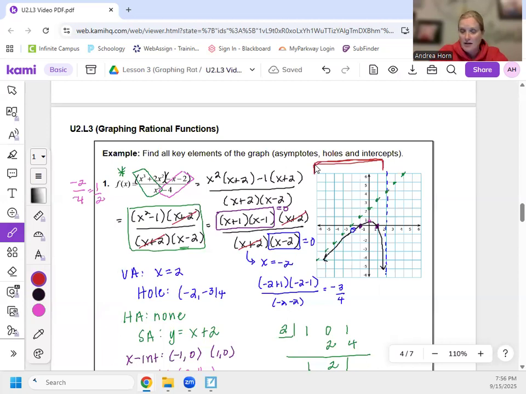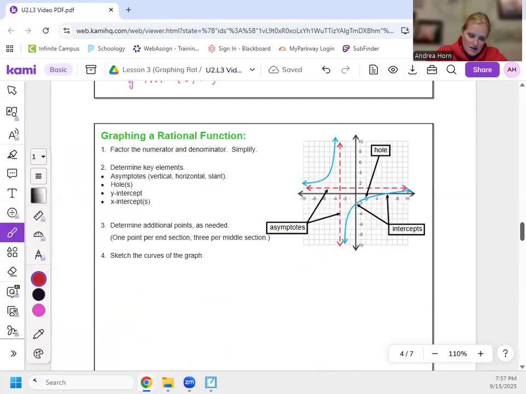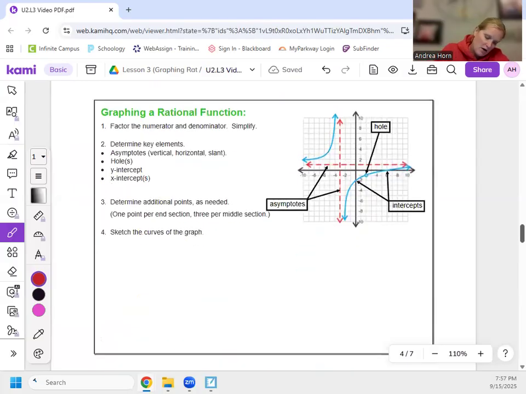I know what's going on there, but I don't know what's going on here, right? I have no idea. The information I've gathered so far tells me nothing about that spot, but there's a curve there, so I need to go find it, okay? So that brings us to our third step. Our third step is determine any additional points, okay? I want you to find 1 point per intersection, and I want you to find 3 points per middle section.